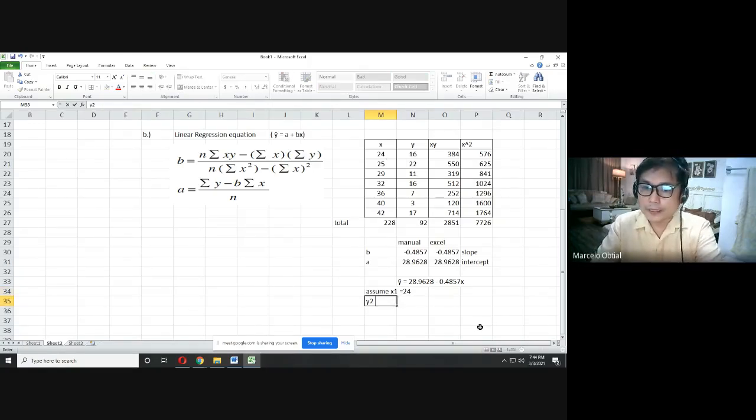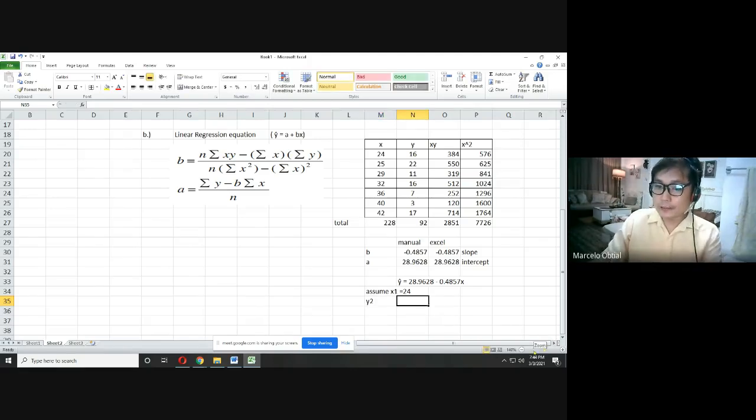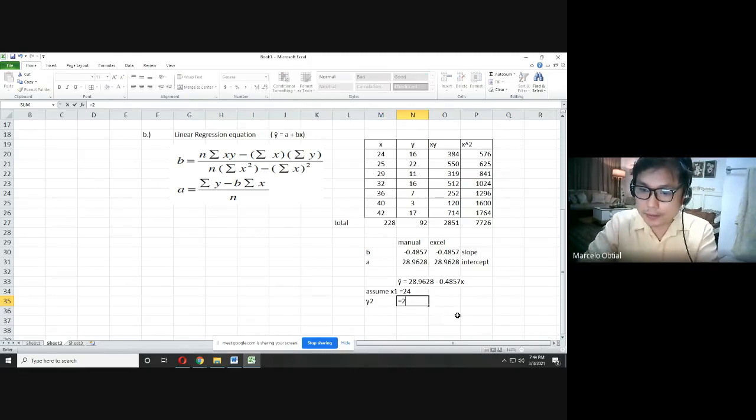So what's the value of y, class? Using the formula, just replace x here with 24. The answer is... do you have your calculator? So our answer here is 28.9628, minus 4.4857.